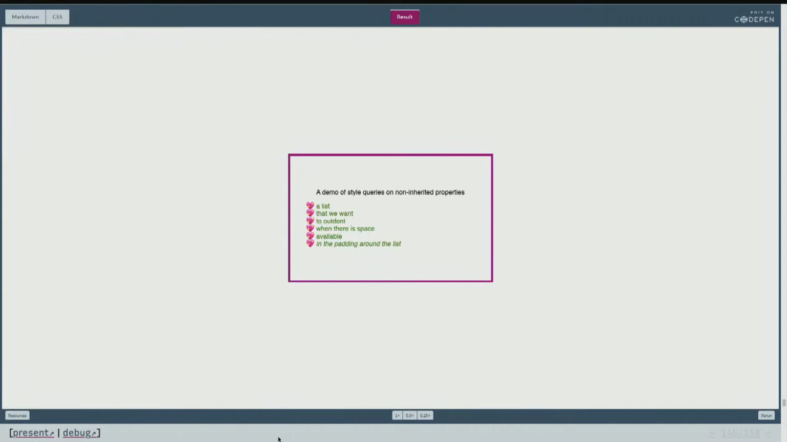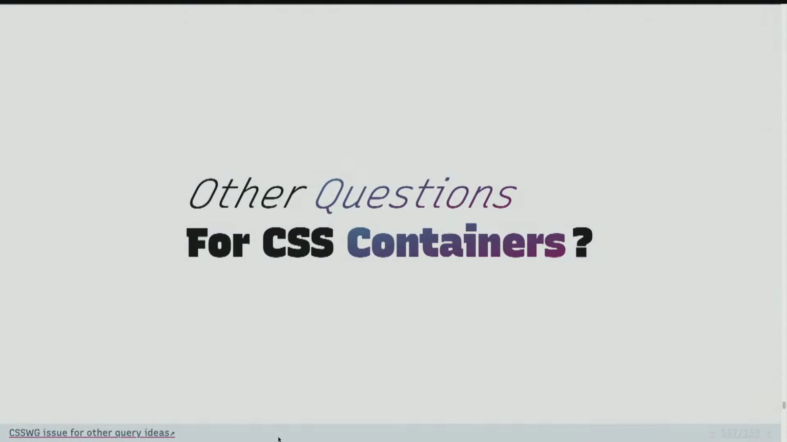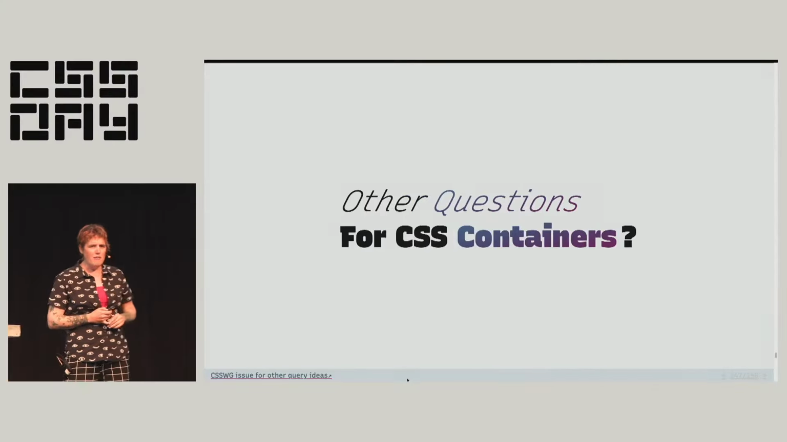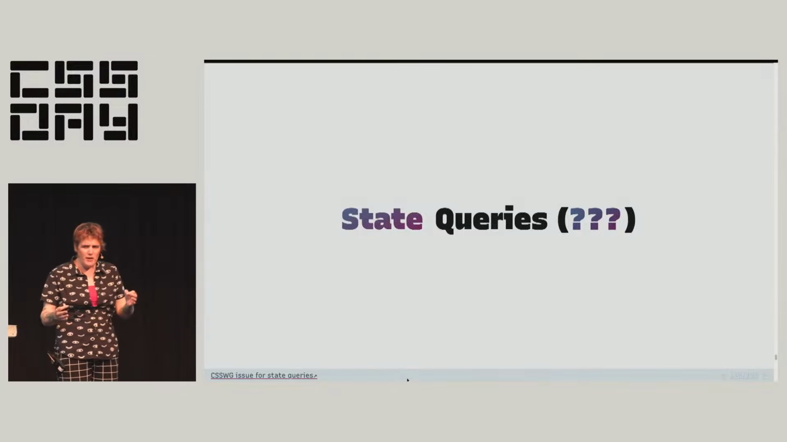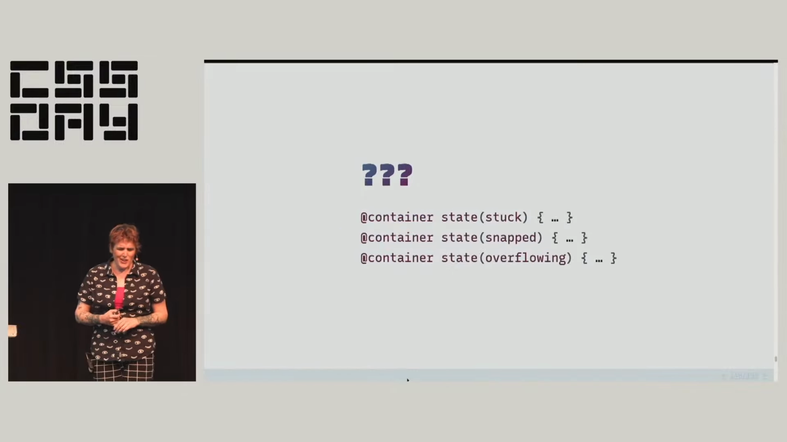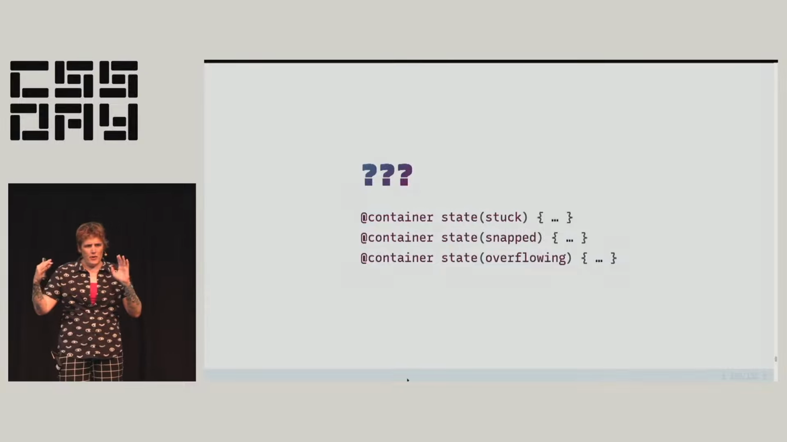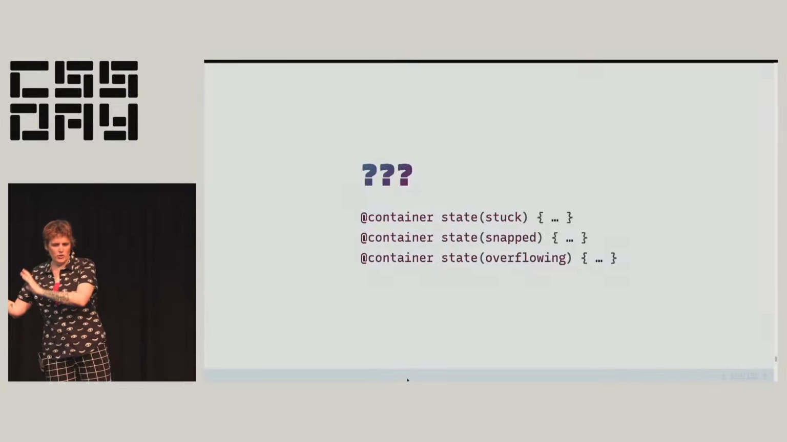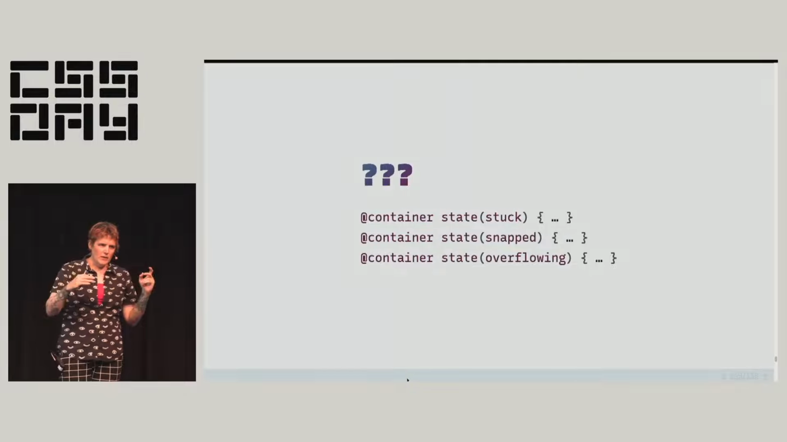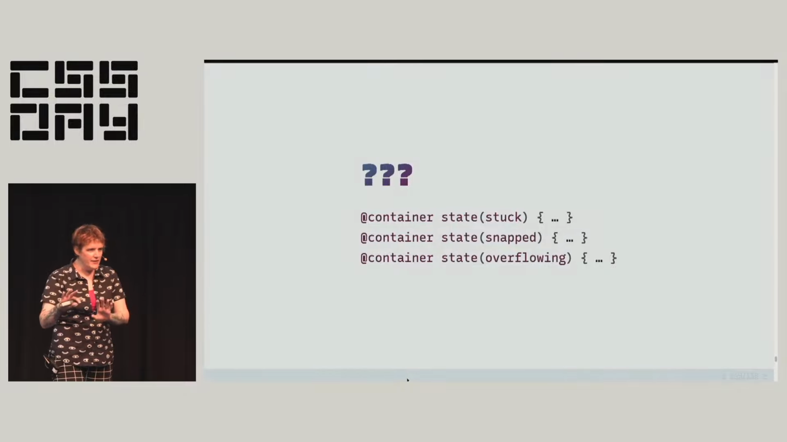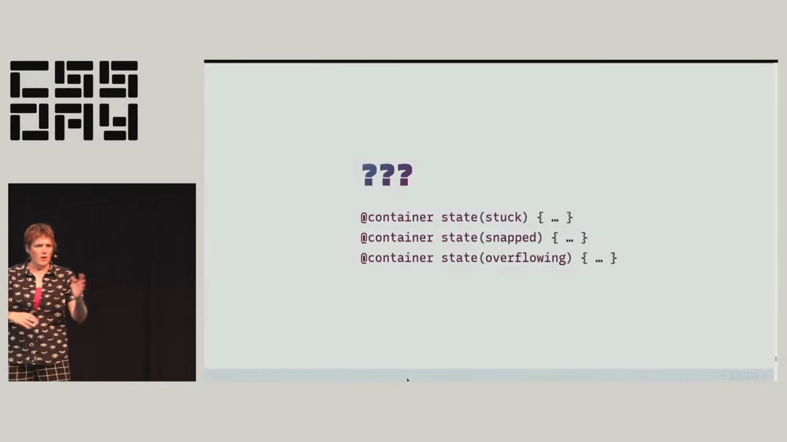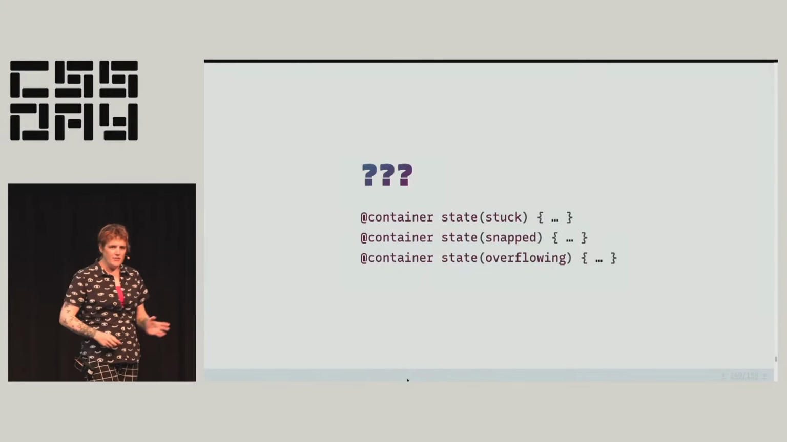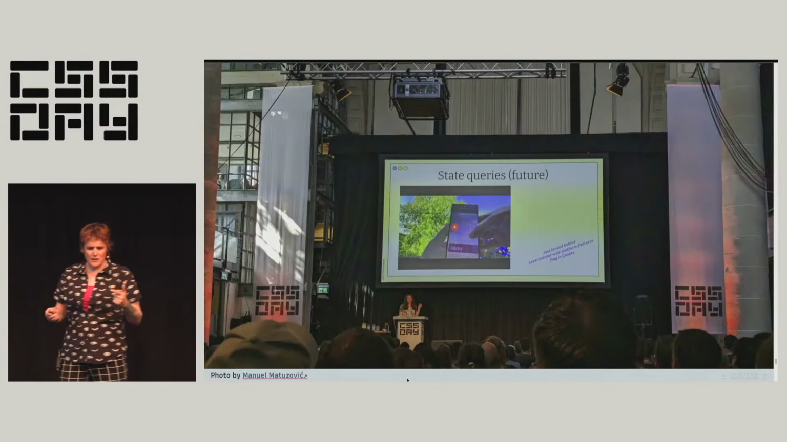There's other things that I think would be interesting here, like measuring the padding, see if the padding is above a certain size, and then we can outdent our lists. And maybe there's other questions that we have for containers. Maybe state queries. These also got mentioned a little bit yesterday. Can we check to see whether a container is positioned sticky and currently stuck, or in a snapped scrolling context and currently snapped, or overflowing? There might be other states that we want to be able to measure. If you have ideas, let me know.